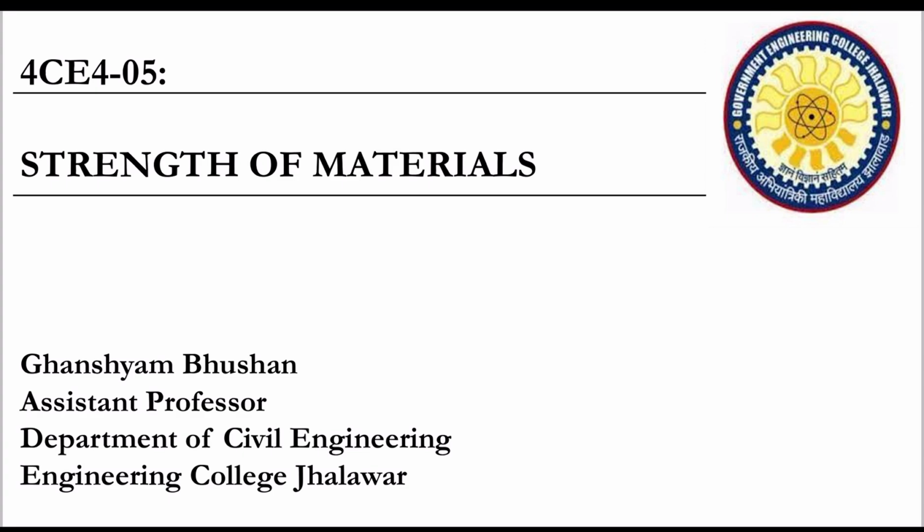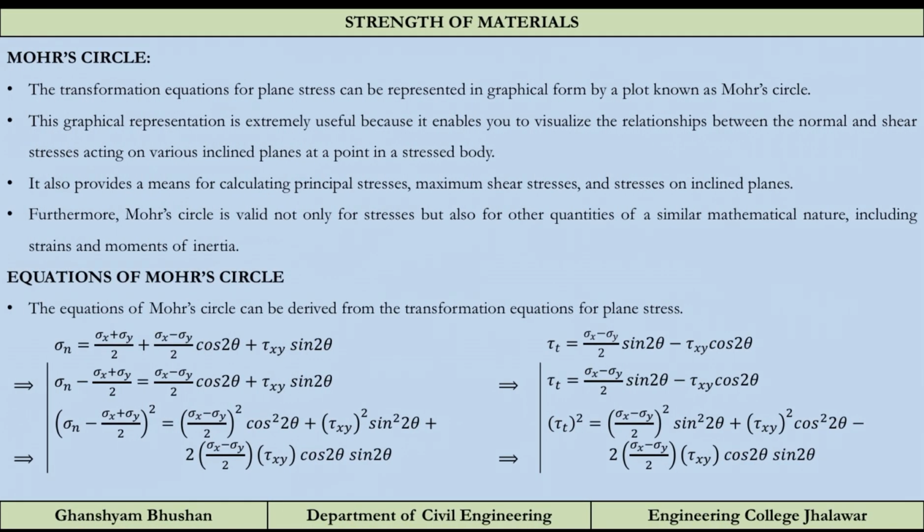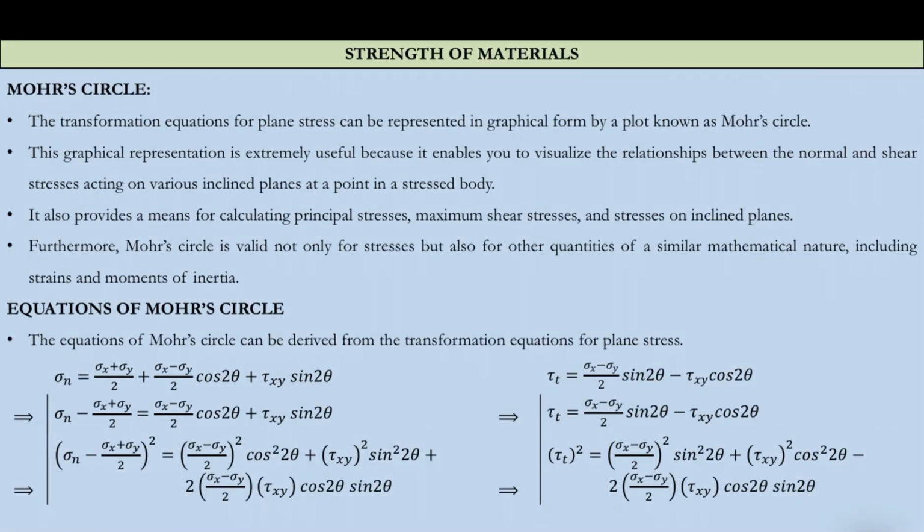So let us see what Mohr's circle is and how we are going to solve problems with the help of a circle. The transformation equations for plane stress can be represented in a graphical form by a plot known as Mohr's circle. This graphical representation is extremely useful because it enables us to visualize the relationships between the normal and shear stresses. With the help of this circle, you will get a very clear picture of how the normal and shear stress vary on various inclined planes.